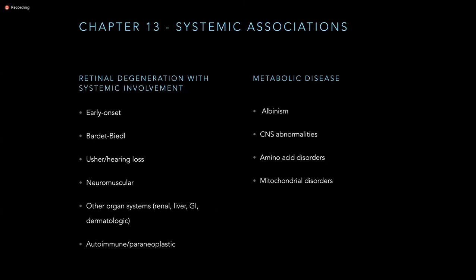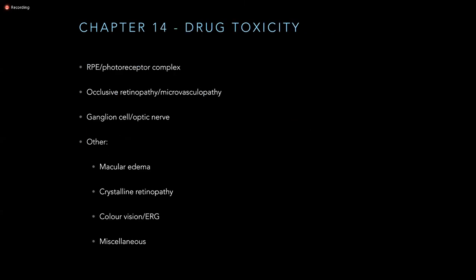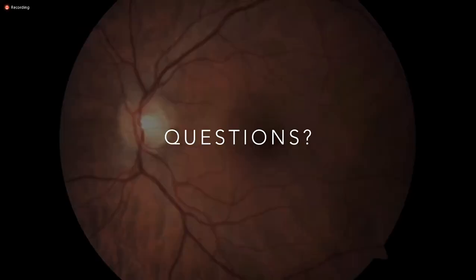And that brings to a close. So we've talked a bit about systemic associations in chapter 13, drugs, or not drugs, but conditions that involve retinal degeneration, as well as metabolic disease. And in chapter 14, drugs that involve the RPE, vessels, ganglion, optic nerve, macular edema, crystalline retinopathy, color vision, ERG, and a few others. So it's a lot to go through, and it's not always easy to keep it all straight, but I hope that was helpful. I'd be happy to answer any questions anybody has at this time.